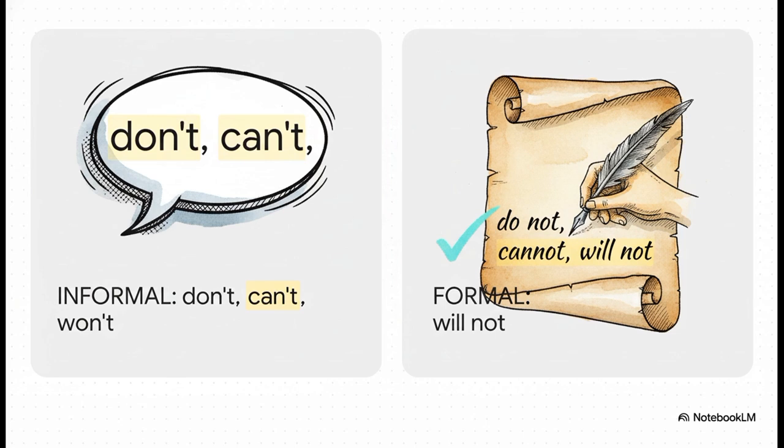The AI is just programmed to see words like don't and can't as informal, conversational language. So just don't use them. Always write out the full words: do not, cannot, will not. It takes half a second and it instantly makes your writing more formal.